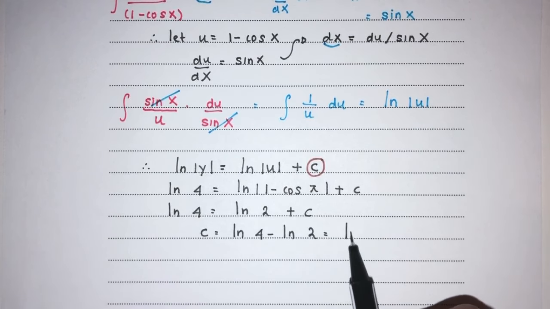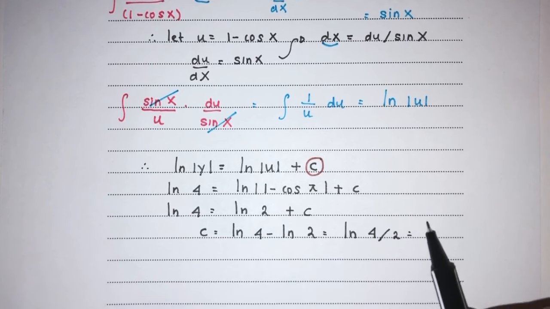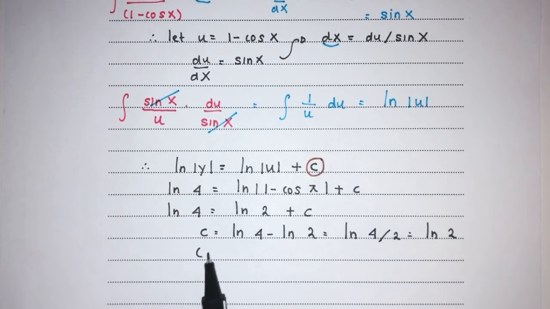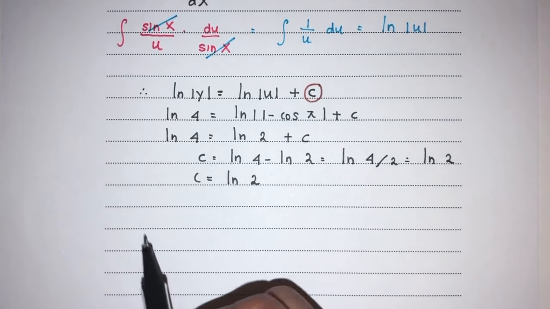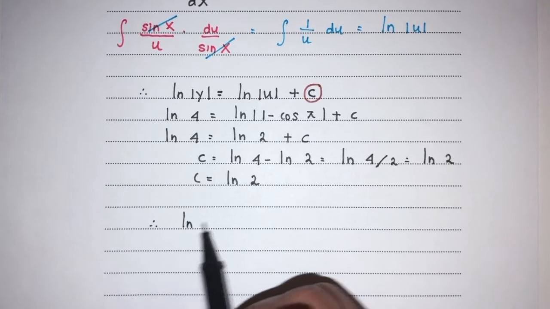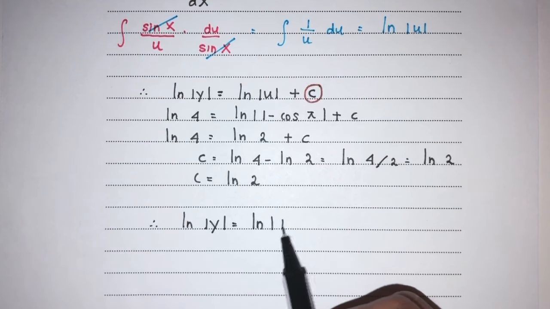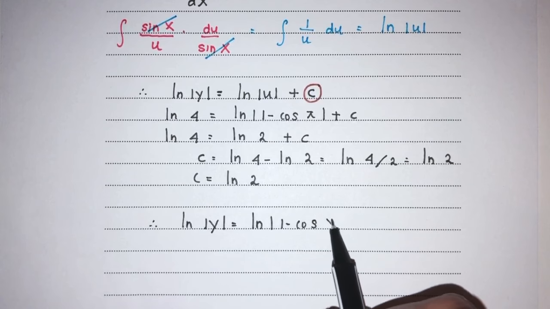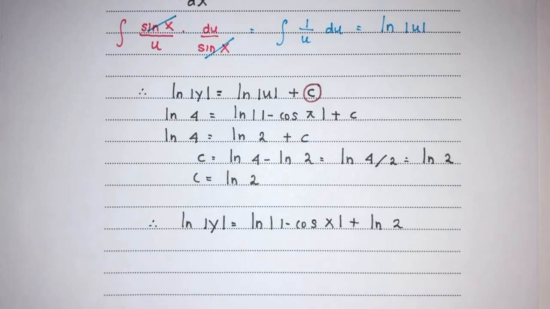That will be ln 4 here, minus, divide by 2, that will be ln of 2. So c is going to be ln of 2 as the answer. So finally we conclude ln of y is equal to ln of 1 minus cos x plus ln of 2. So now this is the first step.